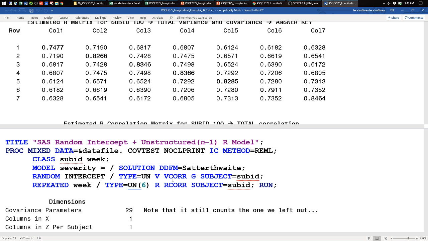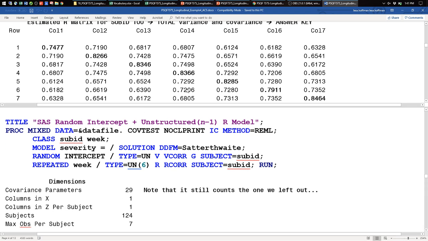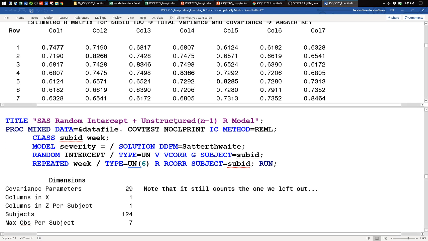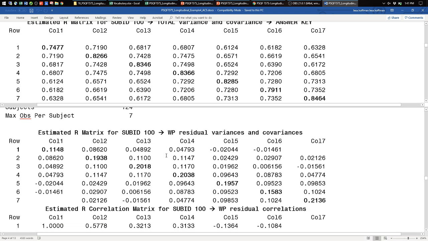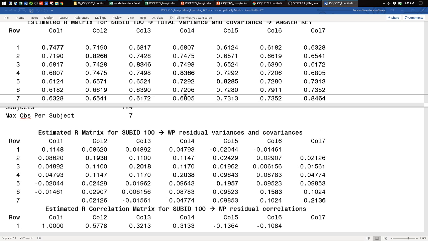So random intercept repeated type equals UN with a 6. The 6 means shut the last off diagonal off, which we have to do in order to have a random intercept also. So up above here is the R matrix from everything in one matrix. Down below is what we get in this partitioning approach where we divide it into G and R.